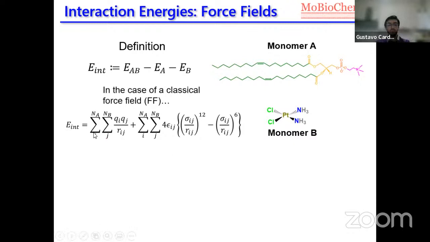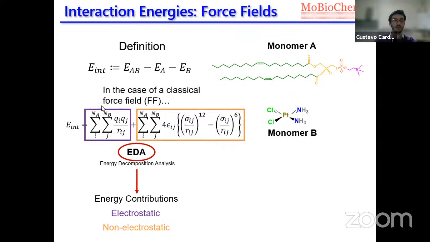This term basically consists of interatomic interactions between atoms belonging to the two monomers, between the two fragments. One important thing in this regard is that here we can already identify two different terms that have a physical meaning. So we can perform some kind of energy decomposition analysis. This means that we can decompose the interaction energy into different energy contributions. In this case, the contributions are an electrostatic term, which is this one here, basically the Coulomb interactions, and a non-electrostatic term, which is basically, as you can see, the Lennard-Jones potential, the same that we saw in Juanjo's presentation. Okay, so let's take a look at the results themselves.